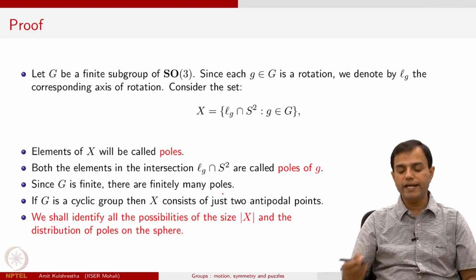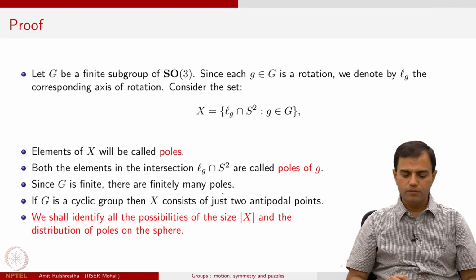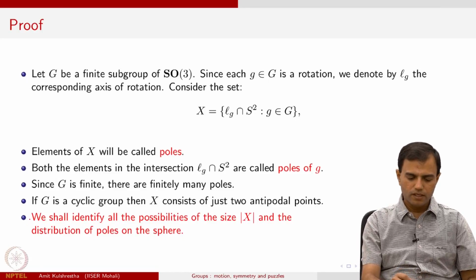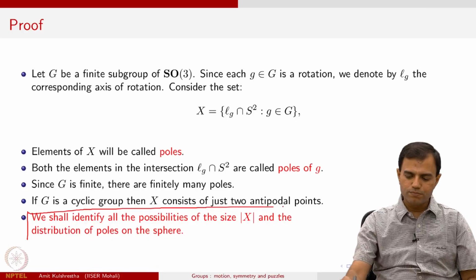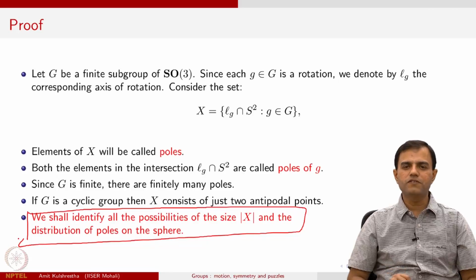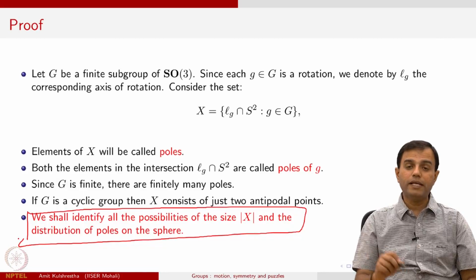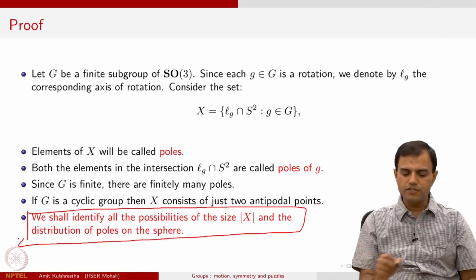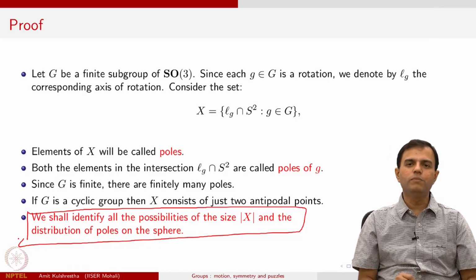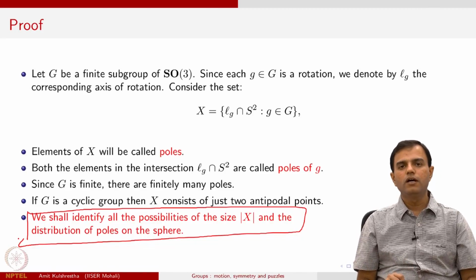Now, what is the idea of the proof? Remember, we are proving that there are finitely many possibilities for subgroups of SO3. We have defined these poles. We shall do some jugglery with those poles. We shall make some observations about how those poles are distributed all across the sphere, and depending on our observations of the distribution of poles all across the sphere, we are going to make predictions about what G could be. In fact, that distribution would completely determine what our group is.